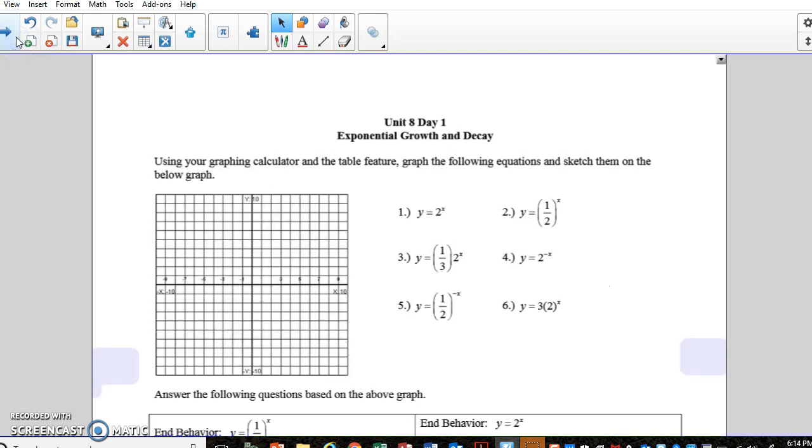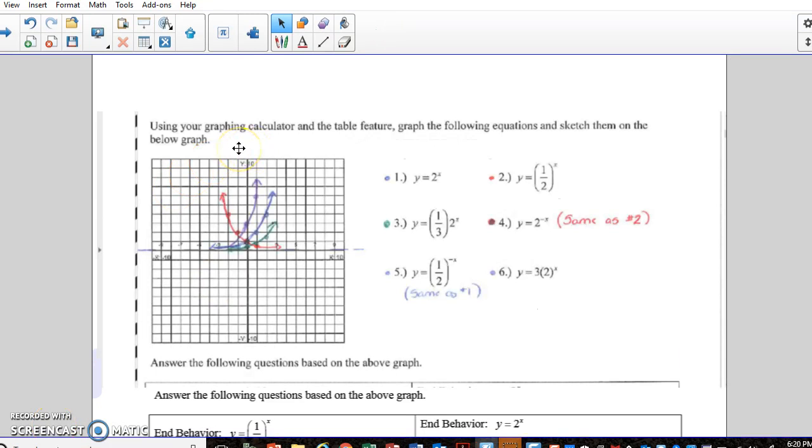So we should have our note packets open to Unit 8, Day 1, Exponential Growth and Decay. We're going to begin with graphing these 6 functions. These are all going to be exponential functions, and you can see that because they're a number to the x power. Go ahead and put them into your graphing calculator, and then you'll be able to see the shape of them, and then use your table features so that you can actually plot certain points. Pause the video here so that you can put those into your calculator and sketch them.